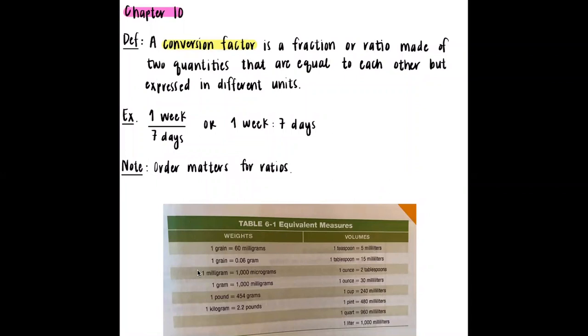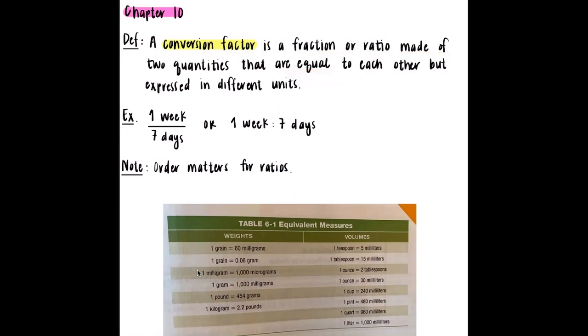And so one thing I want to talk about, which we've kind of already been using, but now we can put a name to it, which is a conversion factor. A conversion factor is a fraction or a ratio made of two quantities that are equal to each other but expressed in different units. That's something that we've been using already along the way to talk about these measurements.